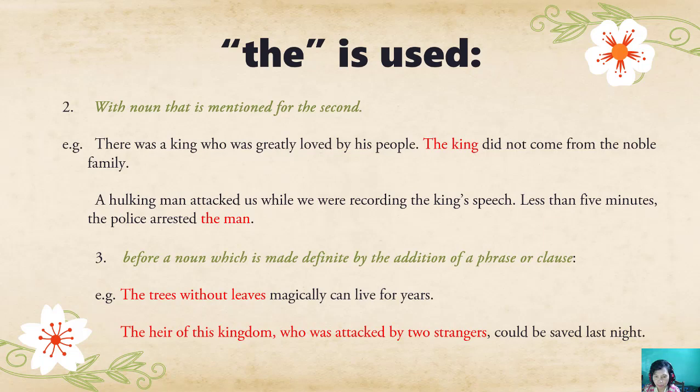Okay, the next is before a noun which is made definite by the addition of a phrase or clause. The trees without leaves magically can live for years. This is a phrase. The heir of this kingdom, this is a phrase, and then added by a clause. What I mean here is an adjective clause. The man who was attacked by the strangers could be said. That's nice.